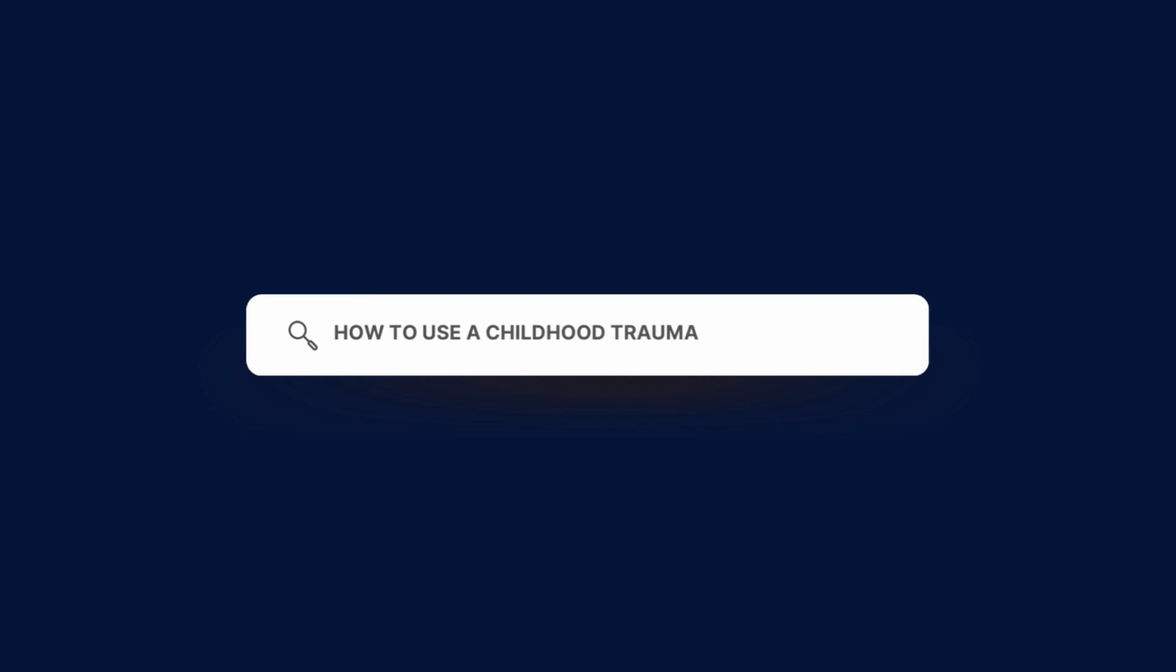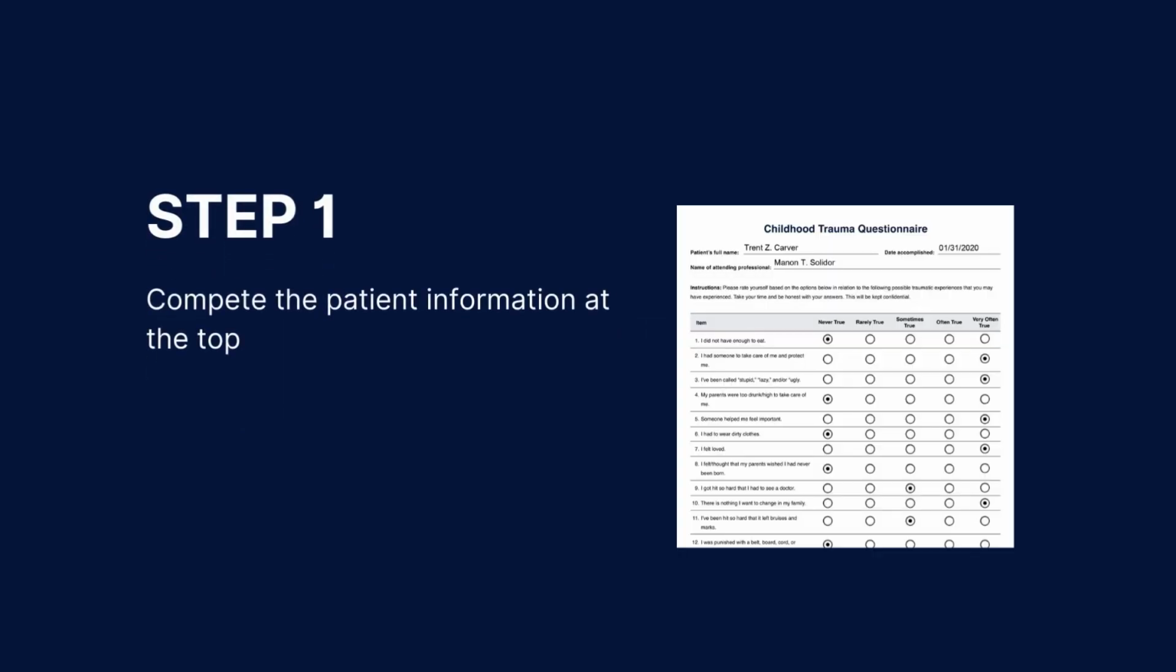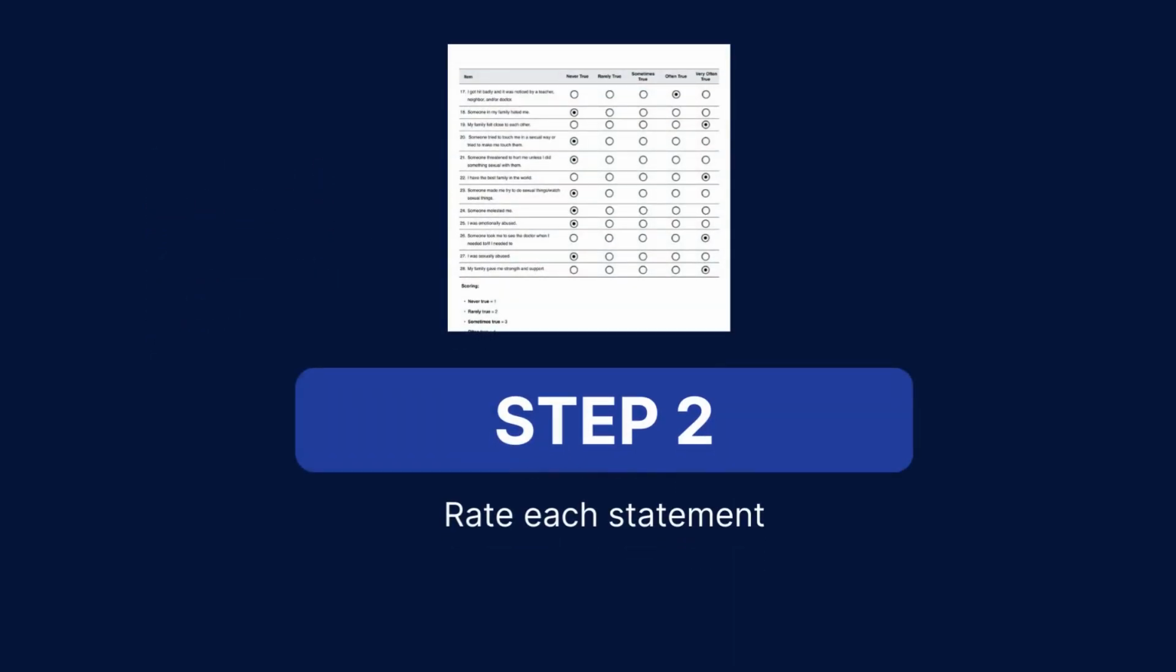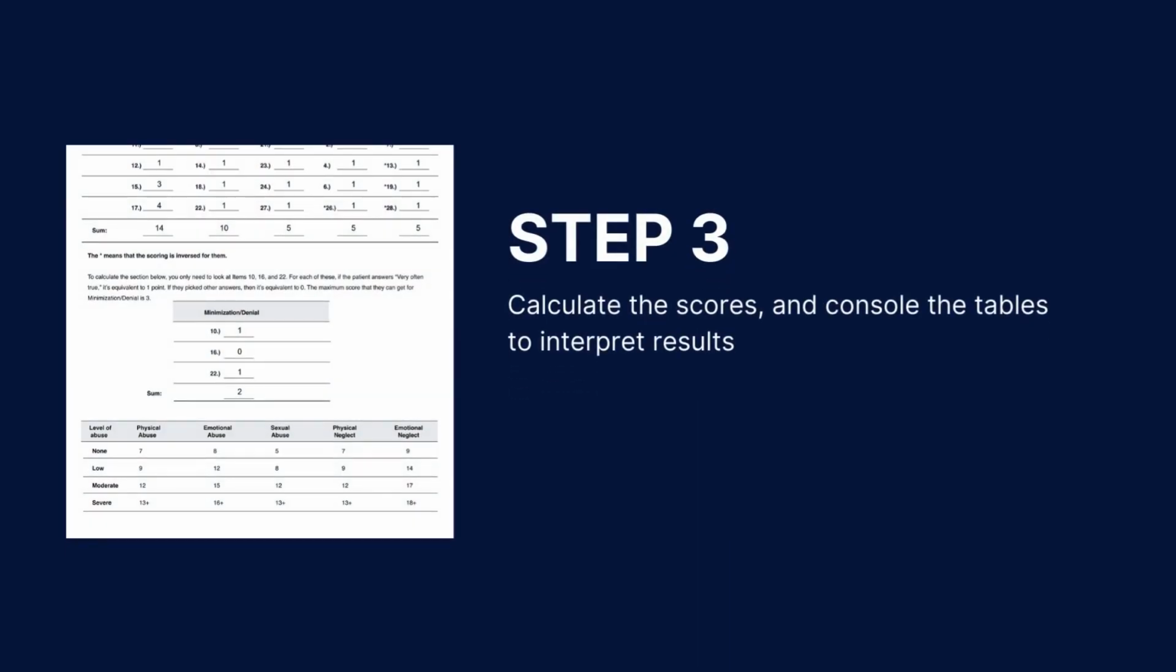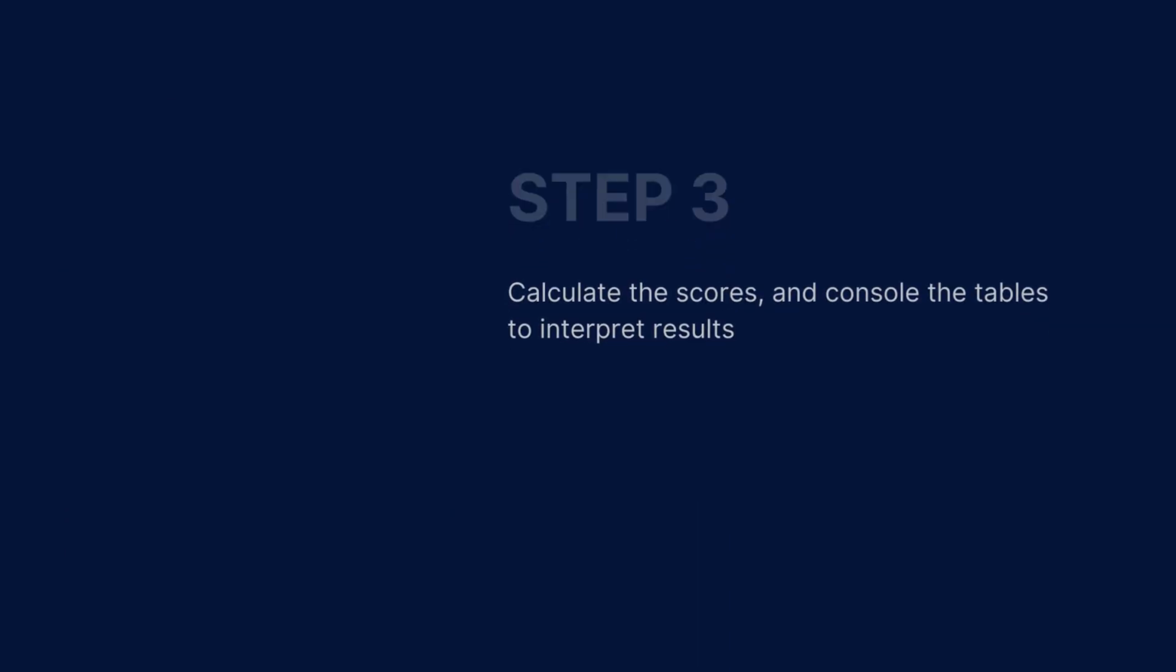Here's how to use a childhood trauma questionnaire effectively. The first step is to complete the patient information at the top. You'll then need to rate each statement. The final step is to calculate the scores and then consult the tables to interpret the results.